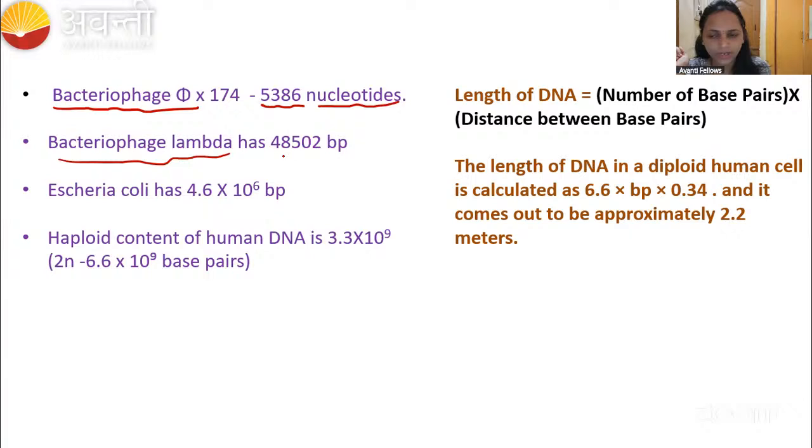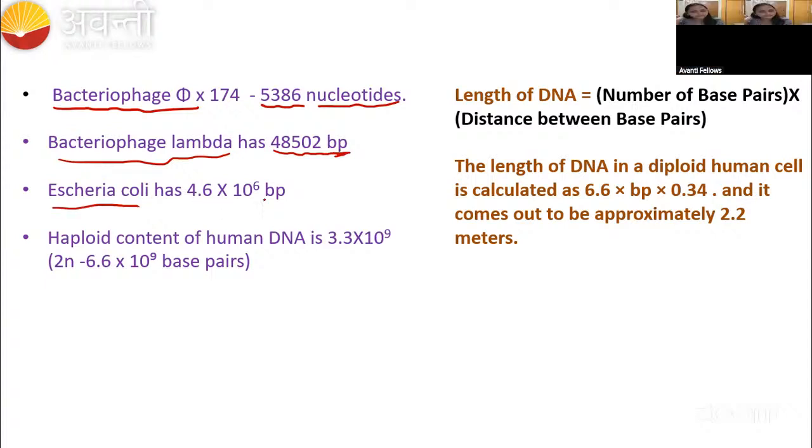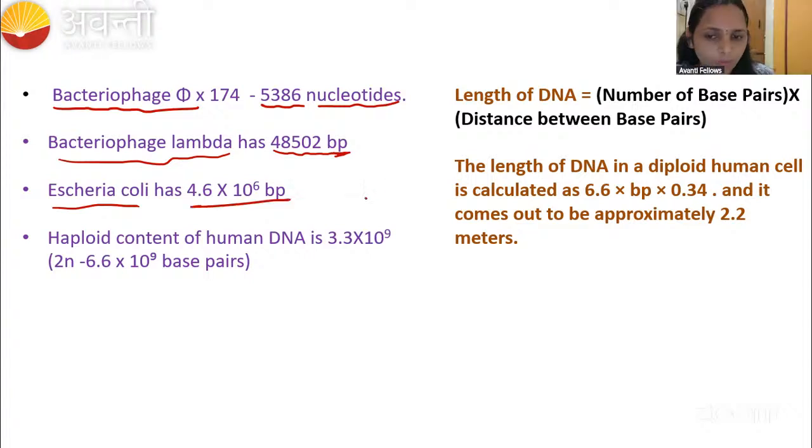Then coming to the bacteriophage lambda, it is double stranded. It has 48,502 base pairs. Then coming to E. coli, it has 4.6 into 10 to the power of 6 base pairs. Remember. Then the haploid content of human DNA is 3.3 into 10 to the power of 9, whereas in E. coli, it is 6.